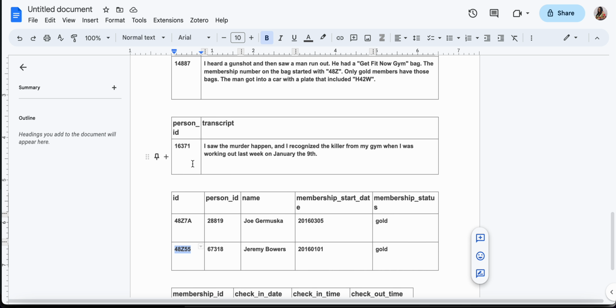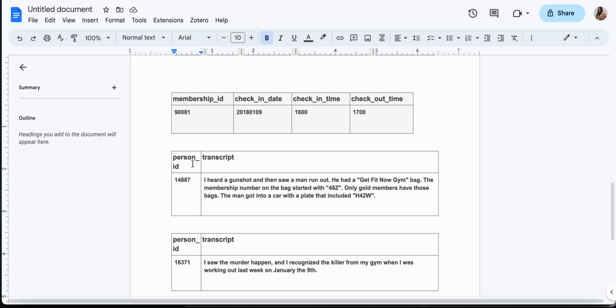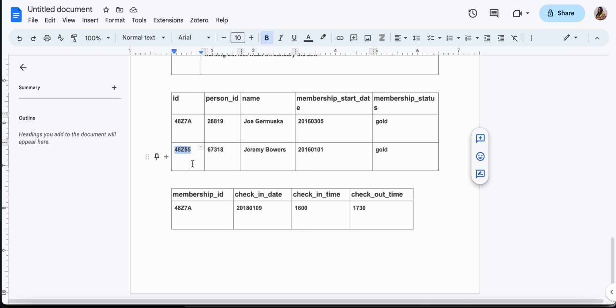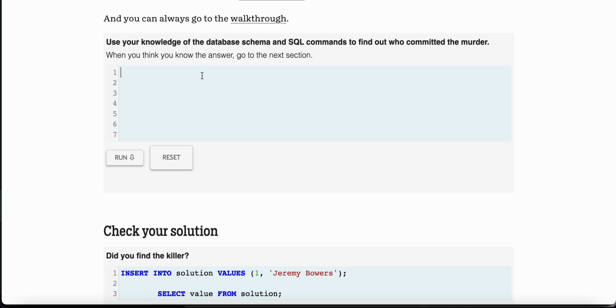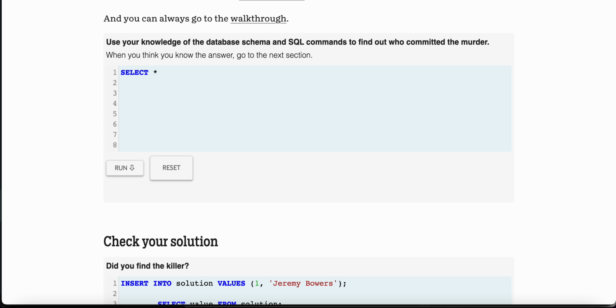I'm sorry, just a minute please. Jeremy Bowers. Okay, now we have gotten his ID number. Let's hear his testimony in the interview. Remember when we interviewed Morty and Annabelle? They gave us a testimony. So let's interview Jeremy Bowers to see what he is going to say from the interview table.